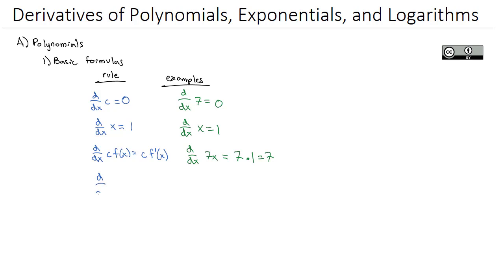One last basic rule is if I want to take the derivative of one function plus another function, that's equal to the derivative of the first one plus the derivative of the second one. So for example, if I wanted to take the derivative of 7 plus x, I could take the derivative of 7, which is 0, and add the derivative of x, which is 1. And the overall derivative rate of change here is going to be 1. Those are our basic formulas for finding derivatives.